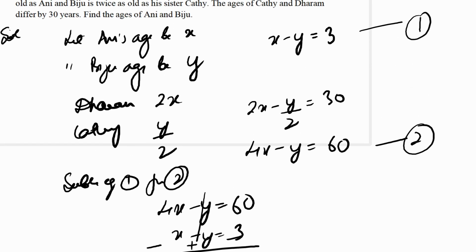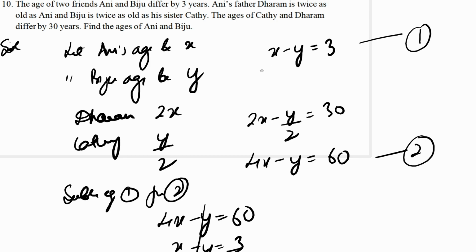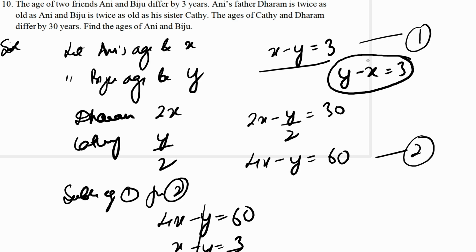If you take that Biju is elder, y minus x is equal to 3. If you take this equation instead of the first one, your answer will change. I want you to solve the question from this condition, and whatever the ages of Anni and Biju are, please comment in the comment section, and I will definitely reply to you and tell you whether the answer is correct or not. Okay.